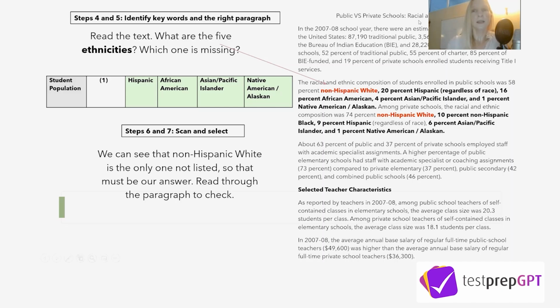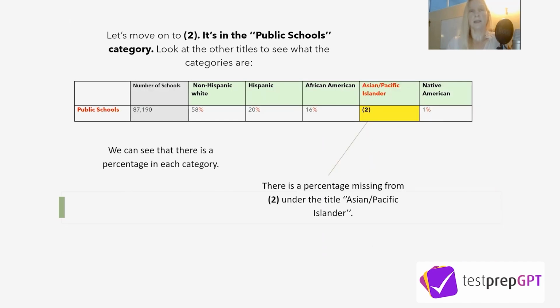So you see a list of ethnicities in the text, and we see that the only one that is missing from the box here is non-Hispanic white. So we know that this is what's missing from the box. So that's your answer, non-Hispanic white. So we followed the 7-step technique. Let's apply it to question number 2.